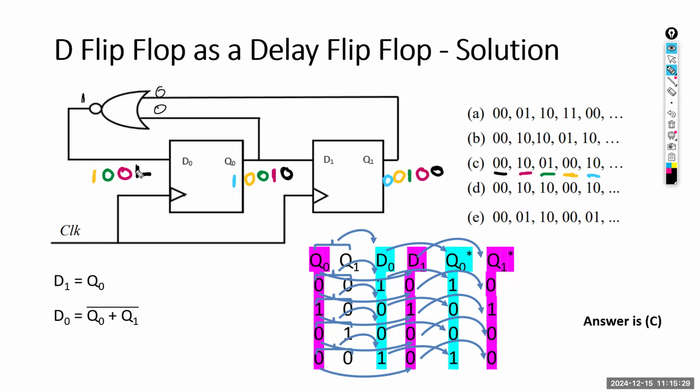Remember, this is a D flip-flop. So what happens in the next clock pulse? This 1 comes here, because output follows input. Right? Output follows input.